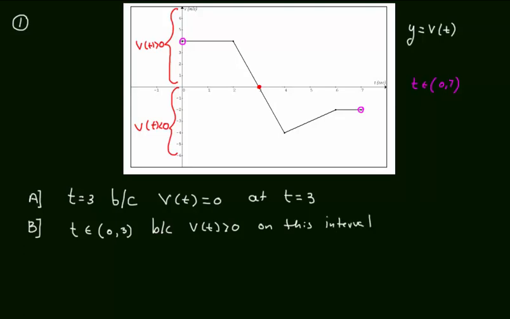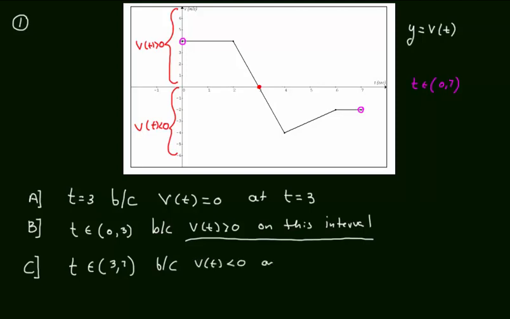Here in our reasoning, we make the connection between moving right and left depending on the sign of the velocity. So similarly, in part C, when is the particle moving to the left? Well, it's moving to the left on the interval from 3 to 7, and that's because v of t is less than 0 on this interval.